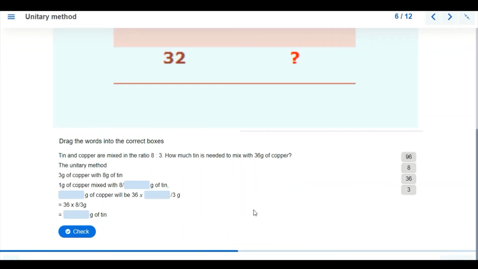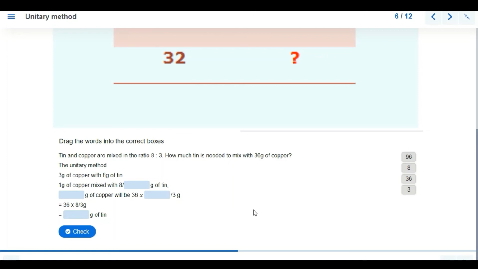Let's use the same question to solve with the unitary method. Now for the unitary method, when you're talking about unit, it means one. So we just need to calculate based on each unit. If we get to know each unit, then we'll be able to know the total quantity of whatever we are being given. So let's look at this question here.